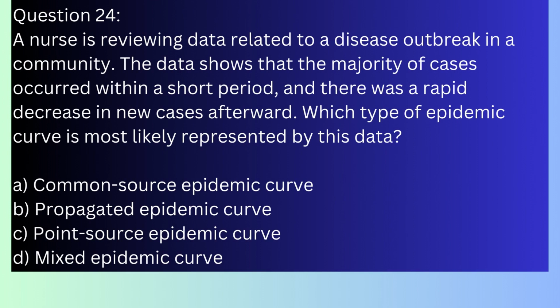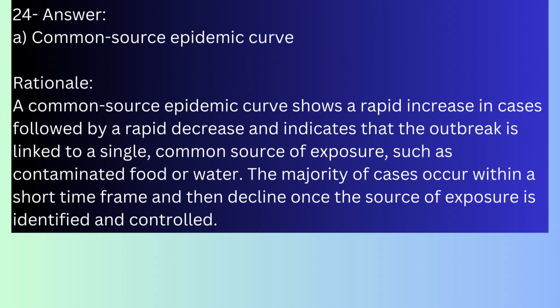Question 24. A nurse is reviewing data related to a disease outbreak in a community. The data shows that the majority of cases occurred within a short period, and there was a rapid decrease in new cases afterward. Which type of epidemic curve is most likely represented by this data? A. Common source epidemic curve. B. Propagated epidemic curve. C. Point source epidemic curve. D. Mixed epidemic curve. Answer. A.